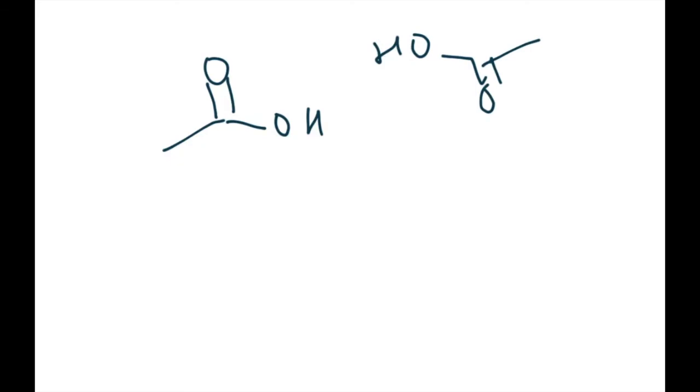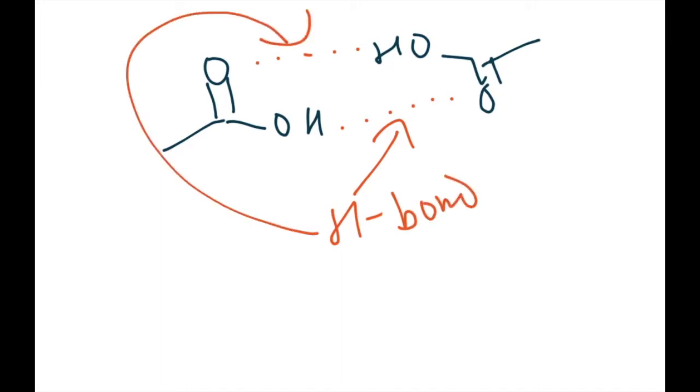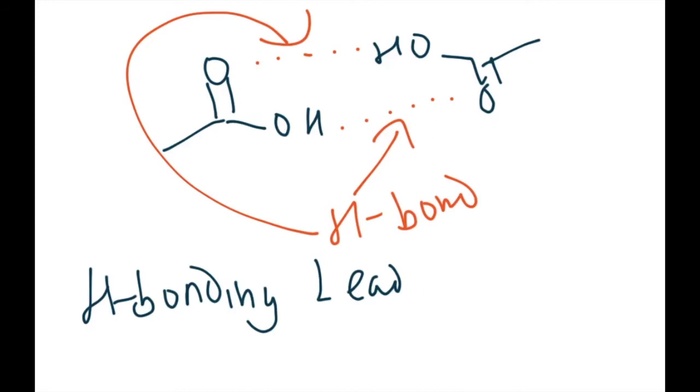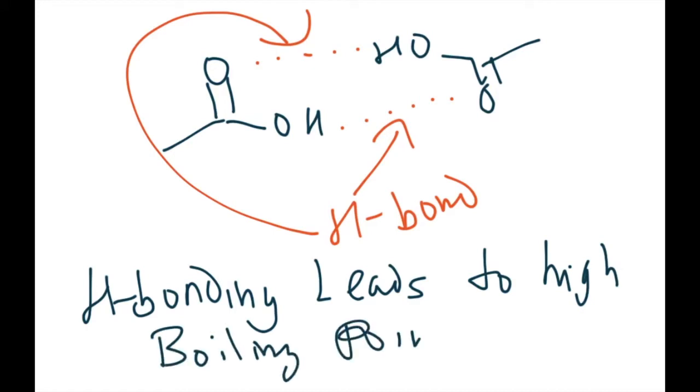So under certain conditions, you can actually have your carboxylic acids hydrogen bond together. Right, and they'll form a dimer where they are stuck together. The fact that we have two parts of our molecule that can hydrogen bond leads to high boiling points, because you have a lot of interactions holding your molecules together, holding the liquid together.